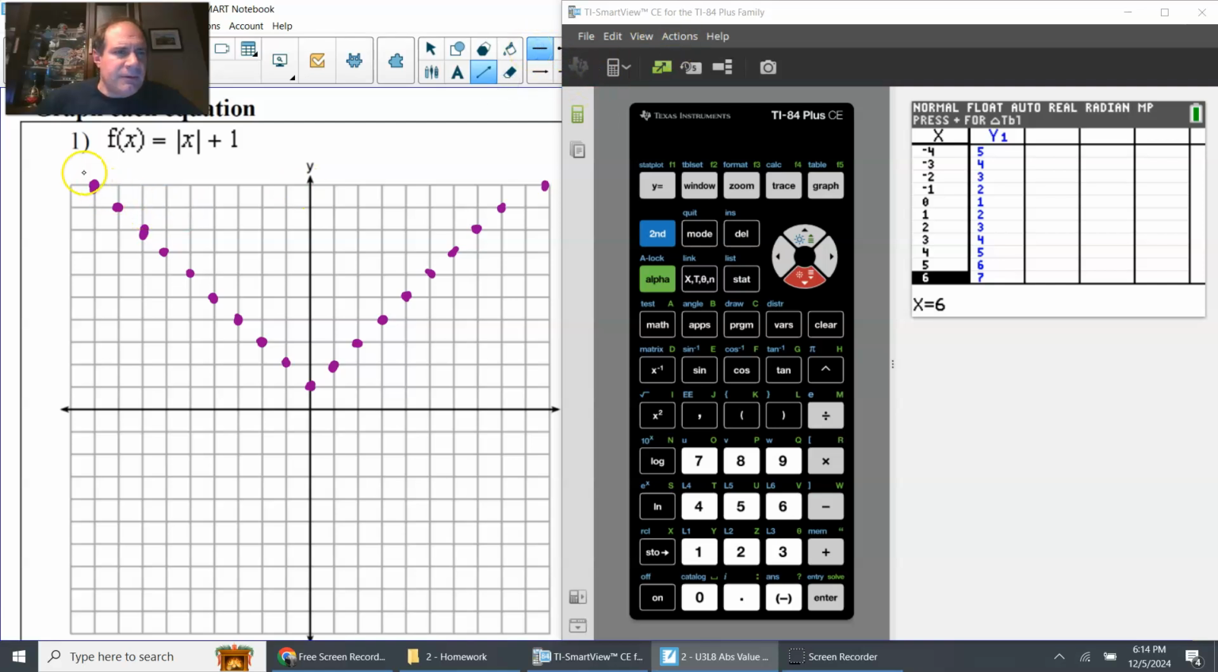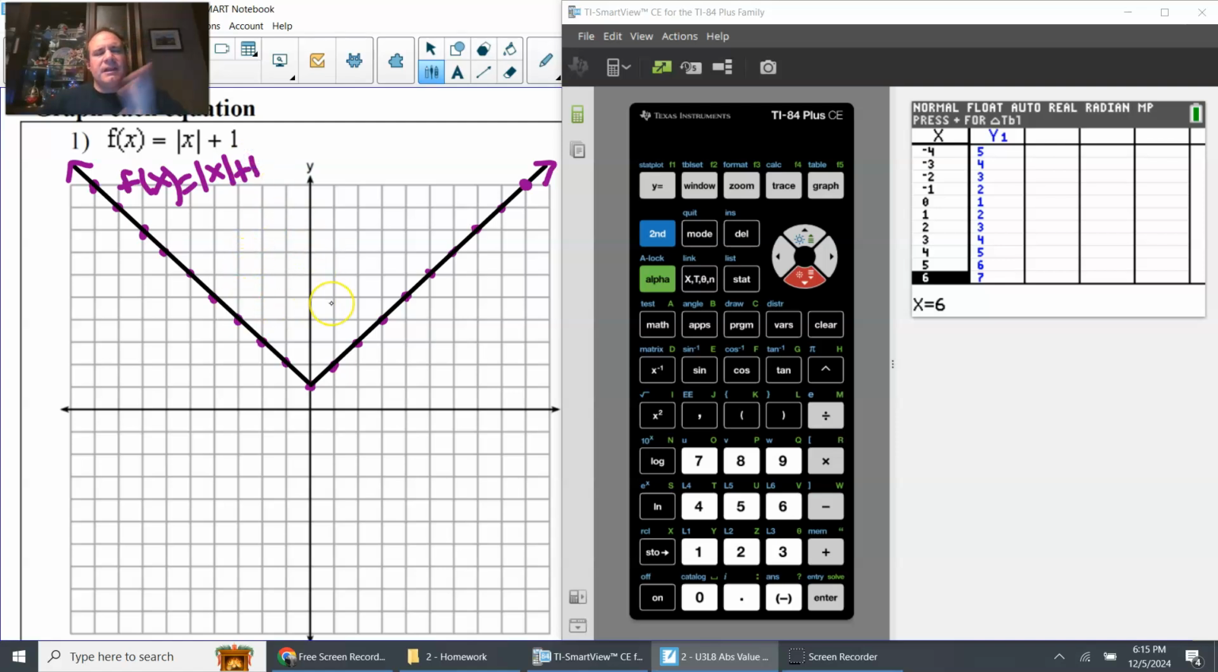And you grab your ruler, connect those points, go past the last point. You see that last point? That was a mistake on my end. You put arrows, and then you label the line. If it's f of x equals the absolute value of x plus 1.